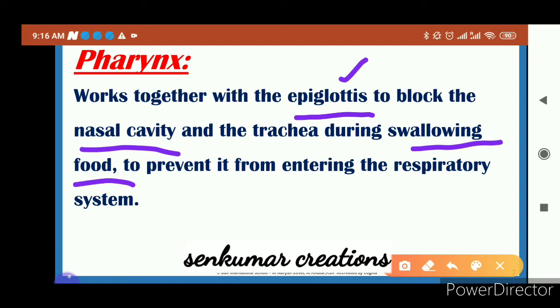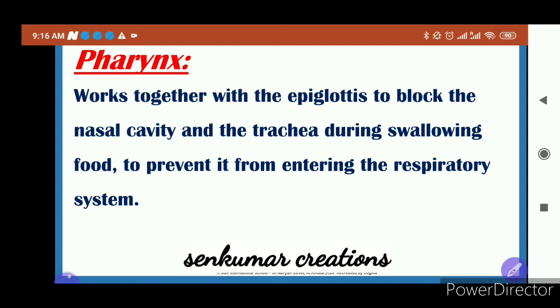Sometimes food particles enter the respiratory system. You may have seen that when we sneeze during eating, food particles come through the nose. This is because of the epiglottis opening. That is why. So these are the different parts and functions of the pharynx.